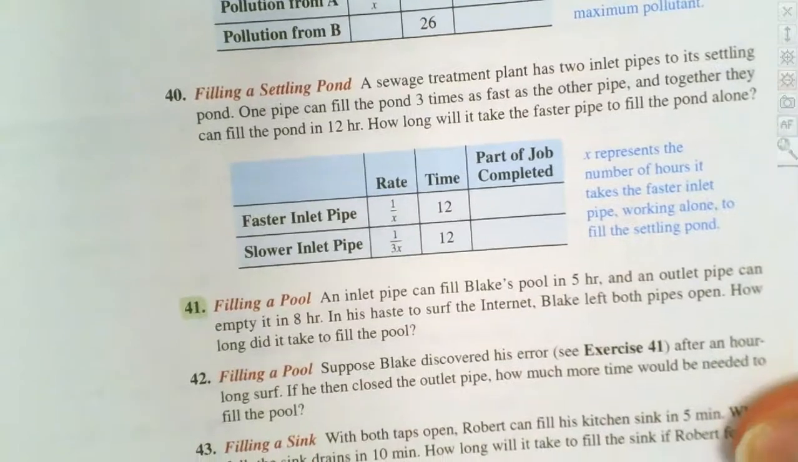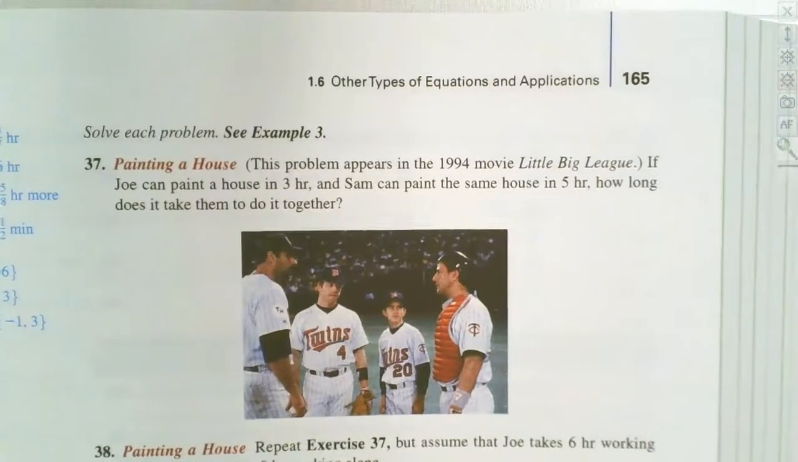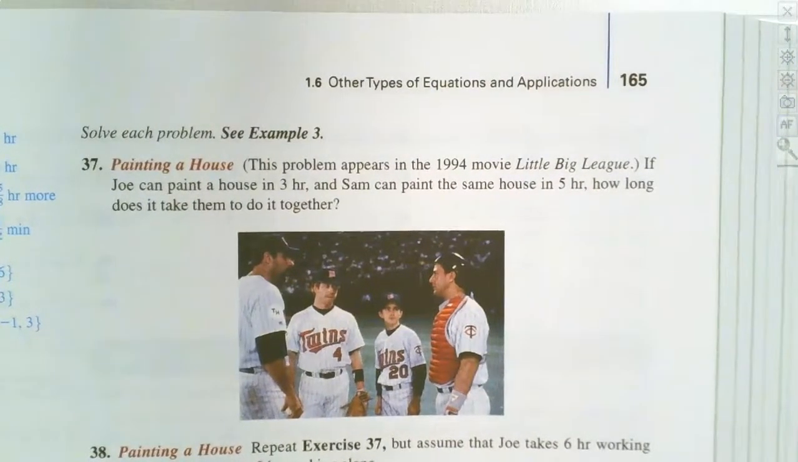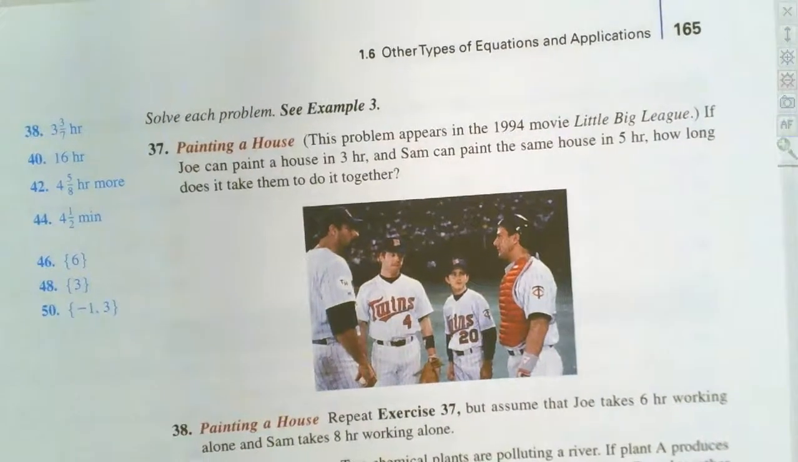So let's now look at a couple of applications, and these are work problems. All right, so we're going to look at question 37, and this is on page 165. Now, when we look at these problems that involve work, we need to figure out how much work is done per unit of time. And they're very simple once you see how to set them up. So they're going to be much, much easier than the ones out of 1-5. So let's look at question 37.